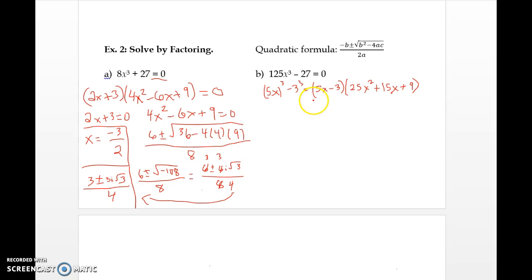Then I set each parenthesis equal to 0. So 5x minus 3 equals 0. So x will equal 3/5. And then I can say 25x squared plus 15x plus 9 equals 0.